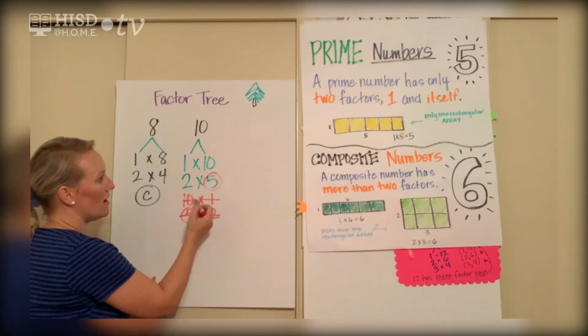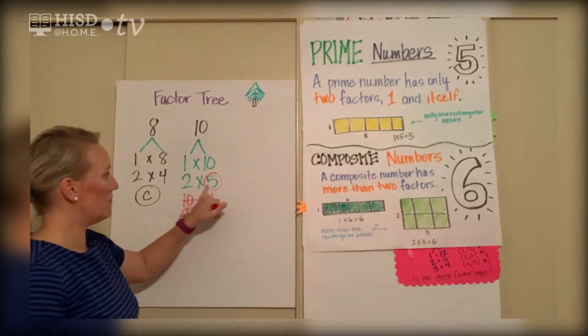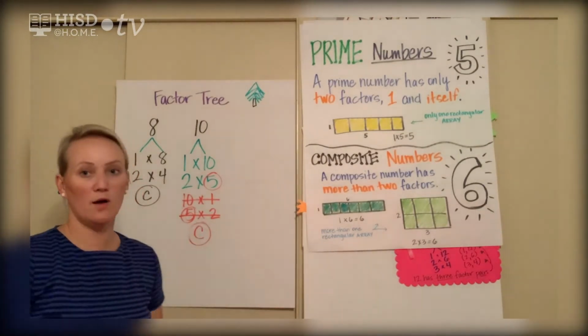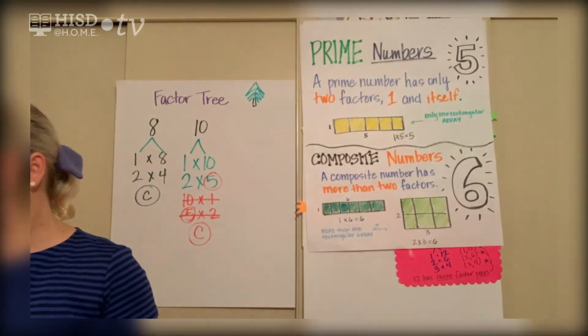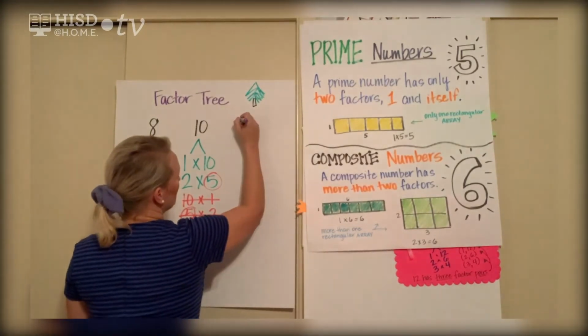So since we have more than 2 factors, we have 1, 2, 3, 4 factors, we can say that this one is also composite, okay? We're gonna keep working on them. Okay, let's try 7.